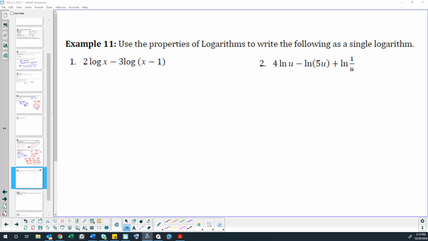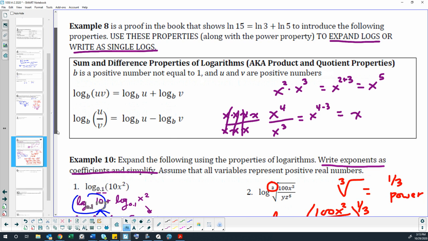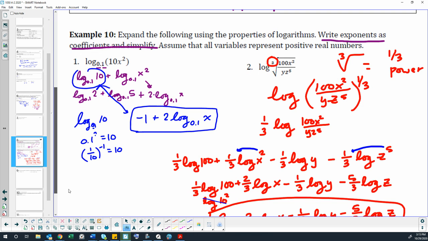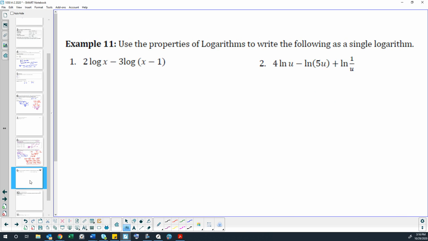Now let's take what we just did in the last video and go backwards. So instead of taking a single logarithm and expanding it, we're going to take some expanded logarithms and write them as single logarithms. I don't know if you paid attention when I was doing these examples here. One of the last steps I did was to move those exponents to the front as coefficient products. So that means we're going to start there and start by taking those coefficient products and writing them as exponents.